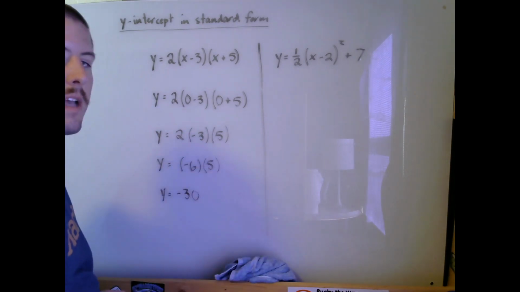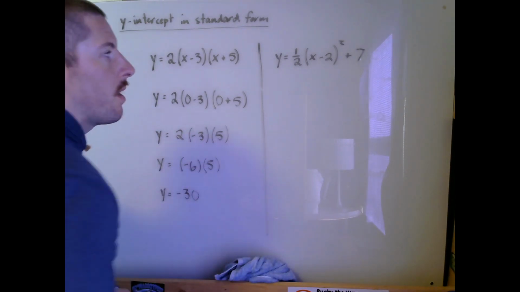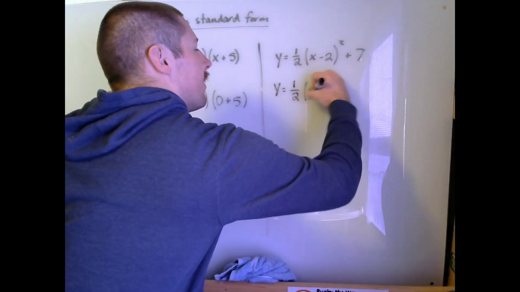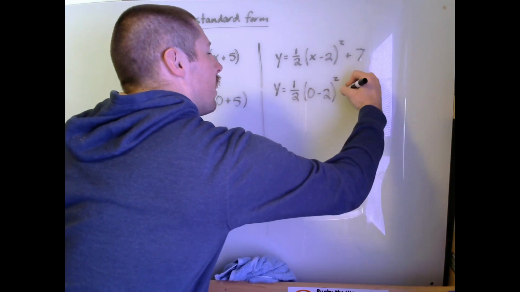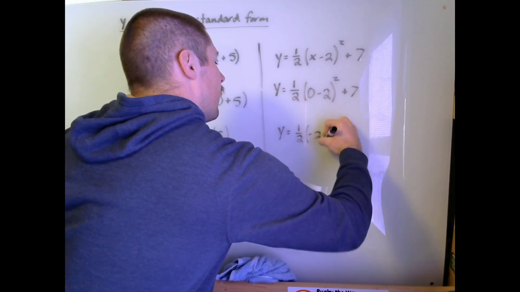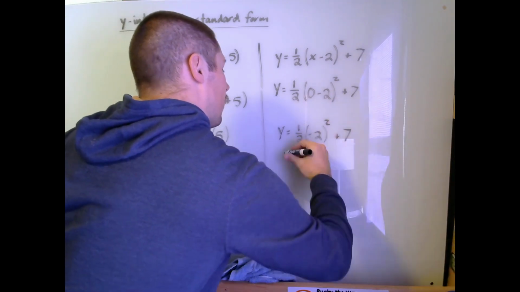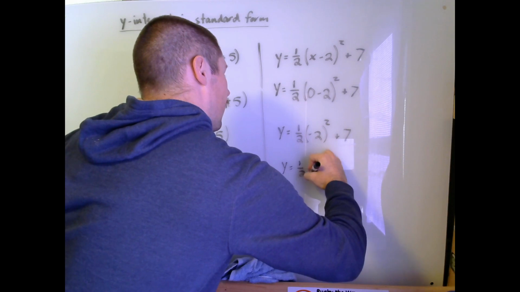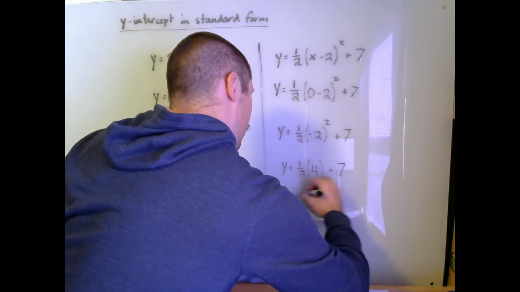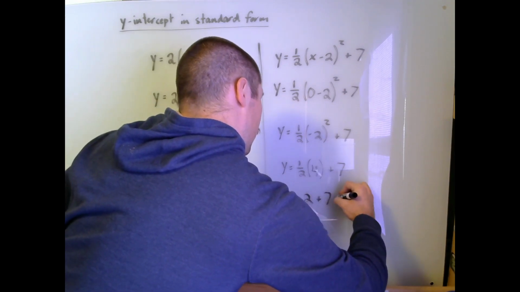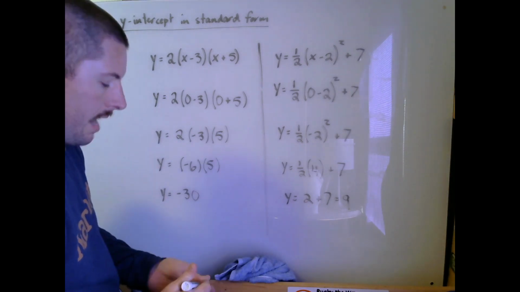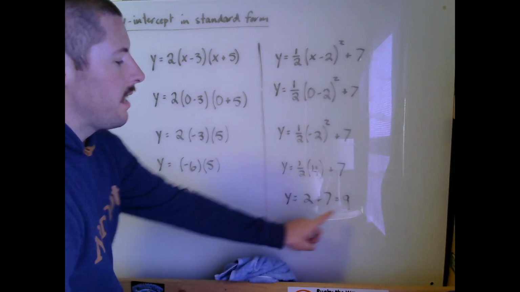Here we found the y-intercept of -30 for our factored form quadratic, and again in vertex form. And we can conclude here that this parabola has a y-intercept of y equals 9.